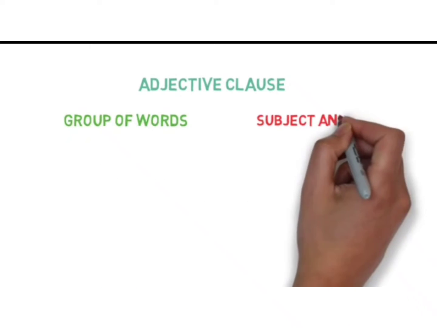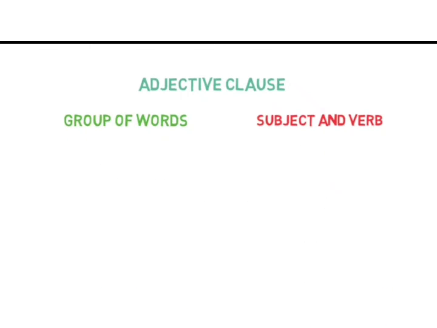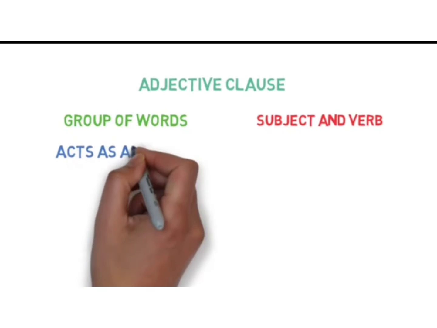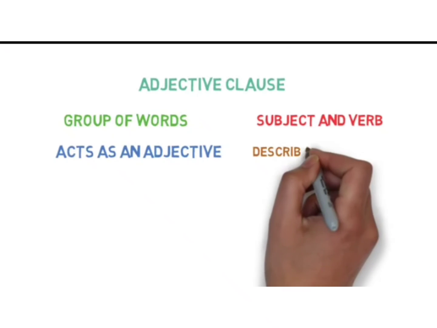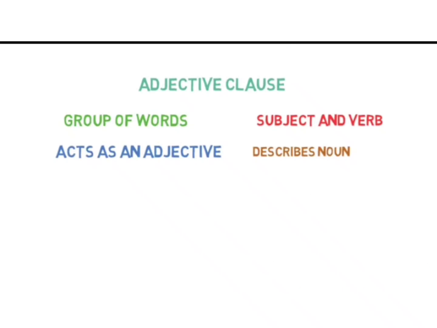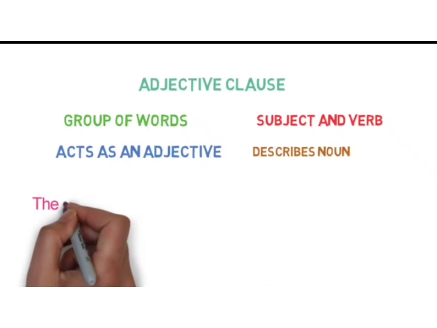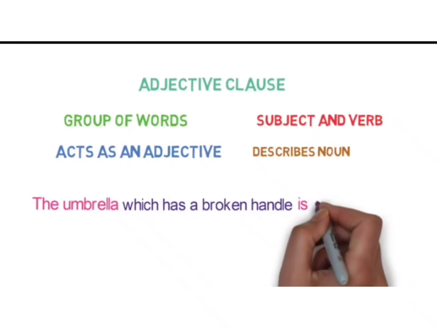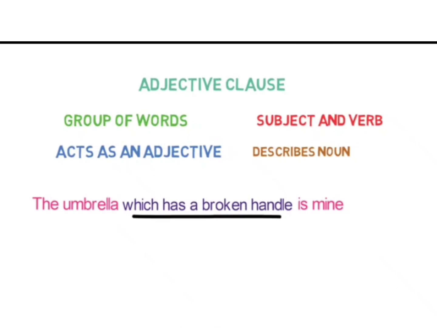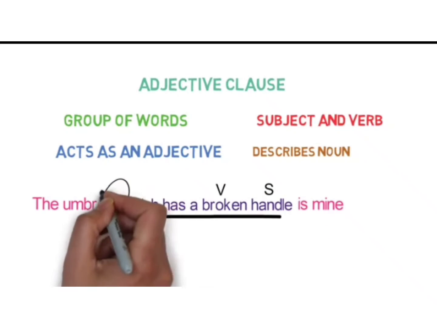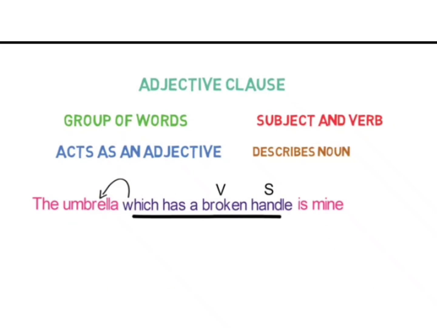Now let's look into another kind of clause, the adjective clause. An adjective clause is a group of words that has its own subject and verb and acts as an adjective in the sentence. Now, what does an adjective do? It describes a noun, and so does the adjective clause. For example, the umbrella which has a broken handle is mine. Here, which has a broken handle is an adjective clause as it has a subject and verb of its own and it describes the noun umbrella.